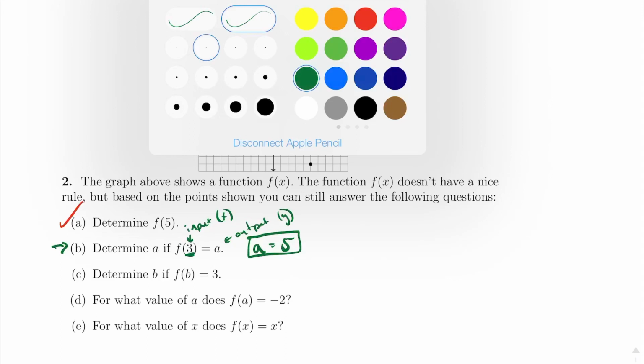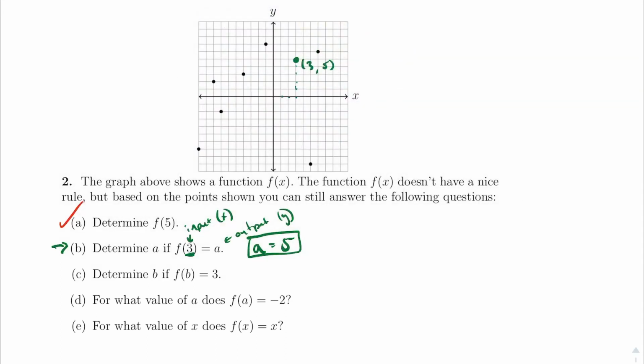The next problem looks really similar. Determine b if f of b equals 3. But here 3 is the output value, which means it's going to be the y-coordinate. And the thing we're looking for is the input value, the x-coordinate. So let's find out when the output is 3. We go to 3 on the y-axis, 1, 2, 3, and we look for a point that has that y-coordinate. I see one here. This is the point (-4, 3). So it looks like in order to get an output of 3, the input has to be -4.